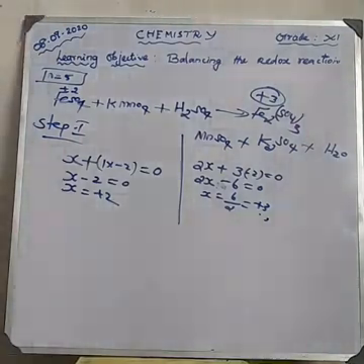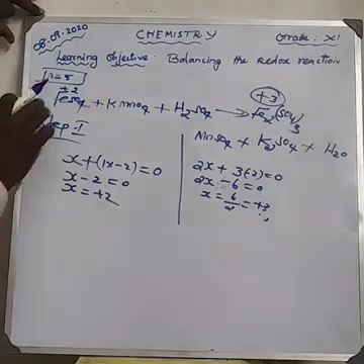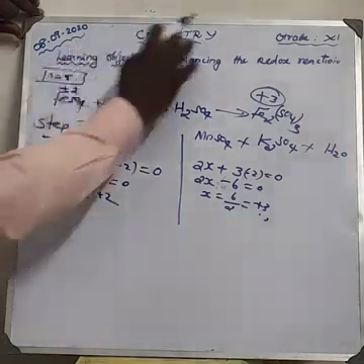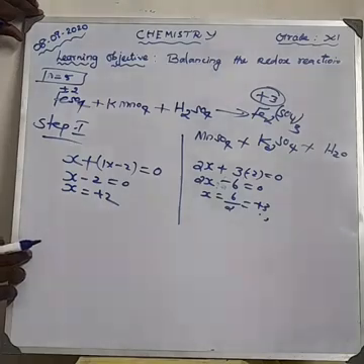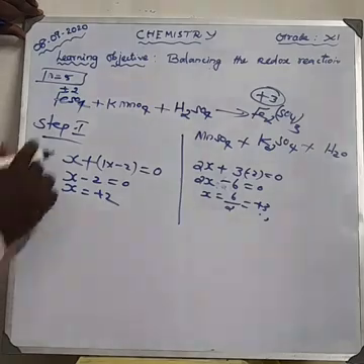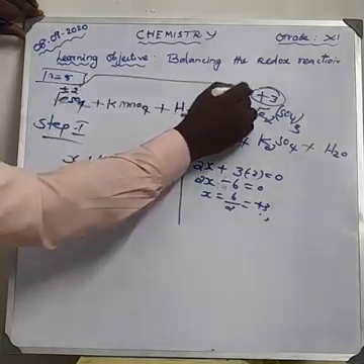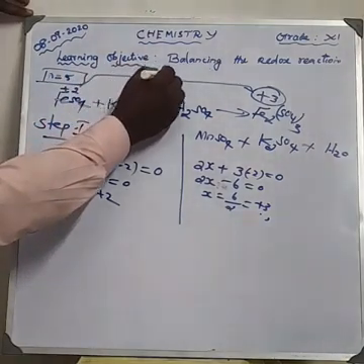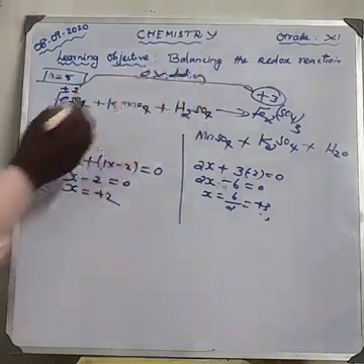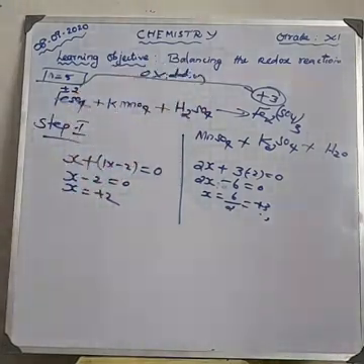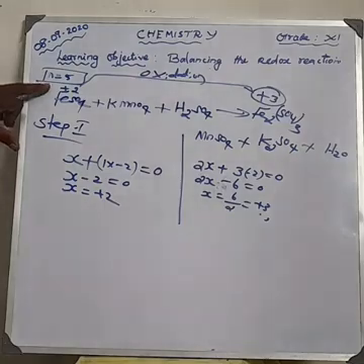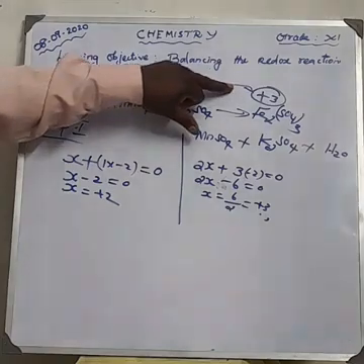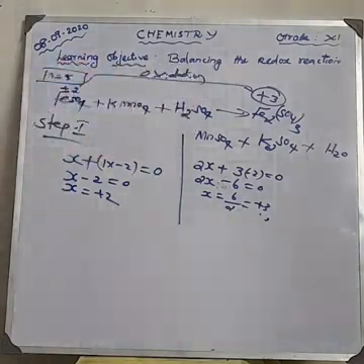Now, in the reaction, the oxidation number of Fe in ferrous sulfate changes from plus 2 to plus 3 by losing 1 electron. Am I right? So it is called oxidation. That is the first step.